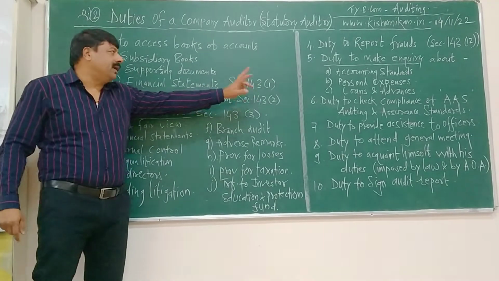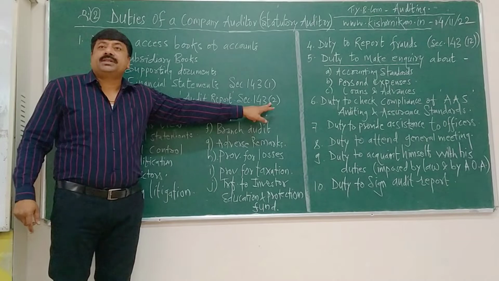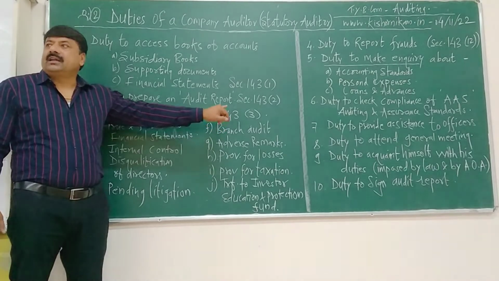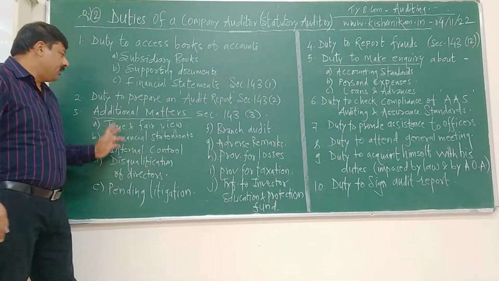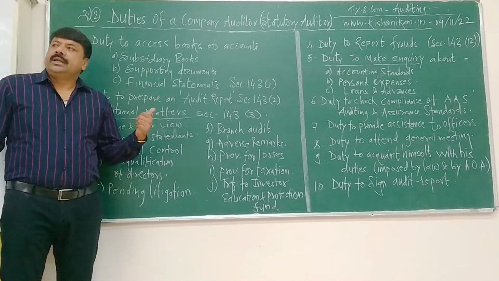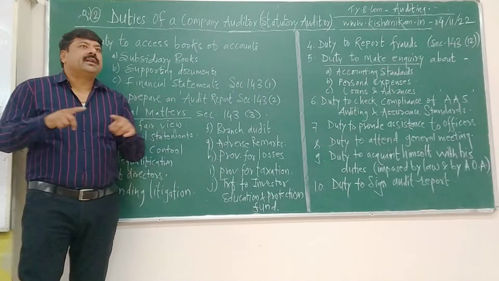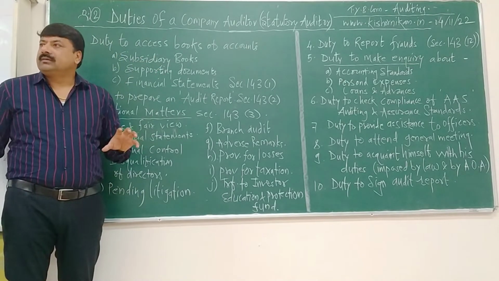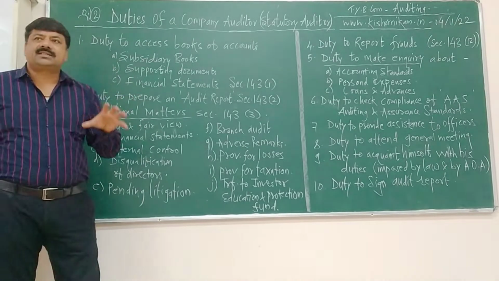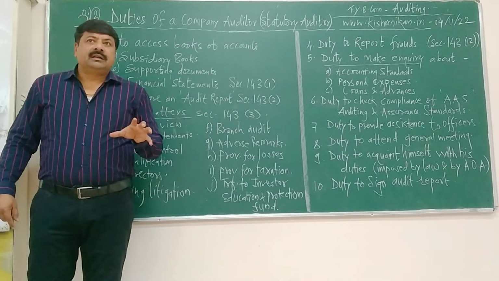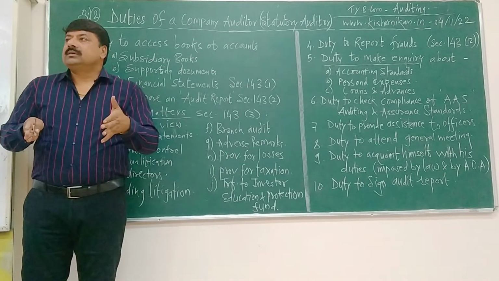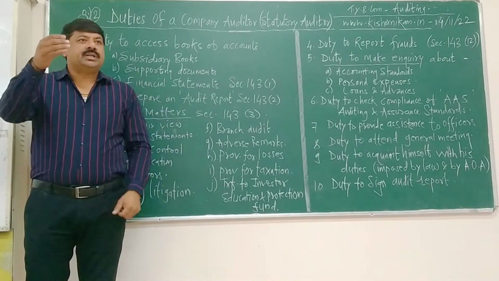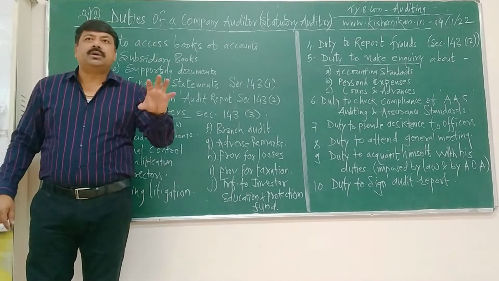Section 143, subsection 1. Then the duty to prepare report is subsection 2, section 143. Additional matters under subsection 3 if you will see. Number 1, true and fair view. In audit report, auditor has to give a certificate. I, Mr. X, chartered accountant, practicing Pimpri Pune, membership number, affirms, confirms, declares and denotes hereby that all the books of accounts and accounting records of Bajaj Auto Limited were available for the purpose of a statutory audit for financial year 2021-22.